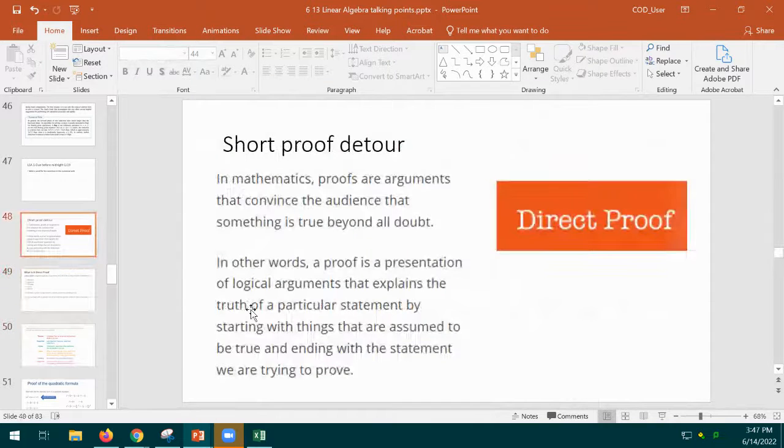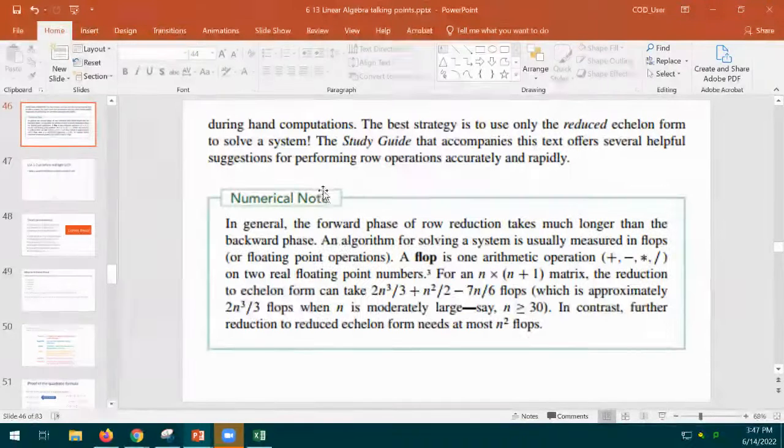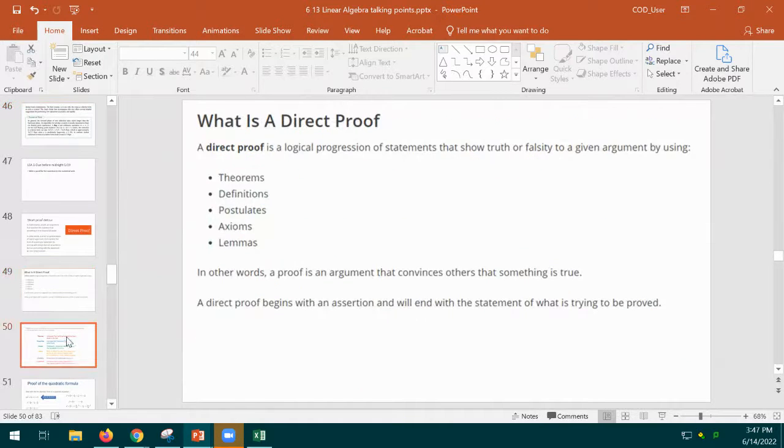Okay, so in this one, we want to show that for an n by n plus 1 matrix, the reduction to echelon form can take this many flops, and that further reduction to reduced echelon form needs at most n squared flops. So that's what you need to think through there.